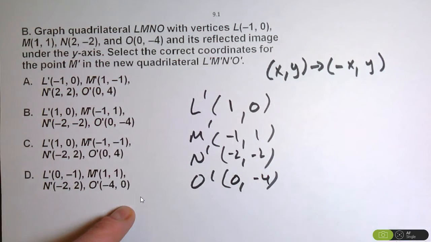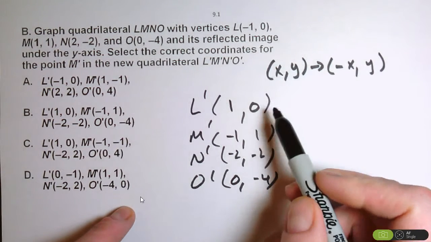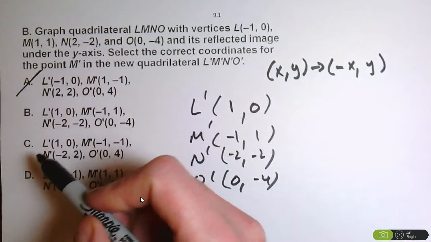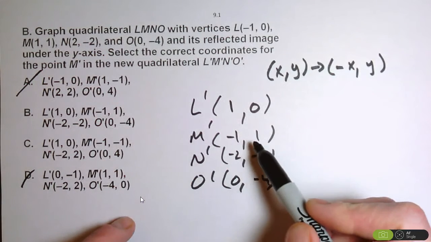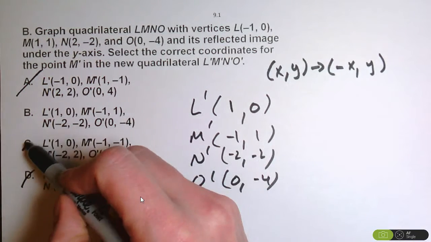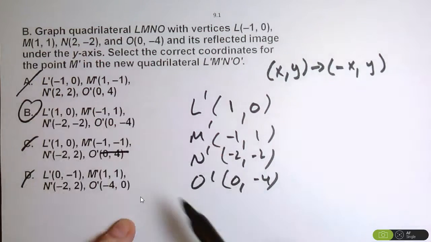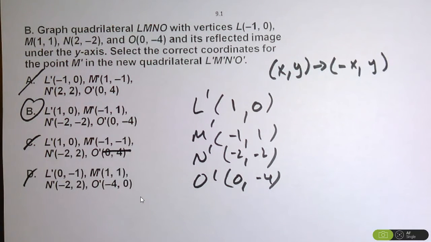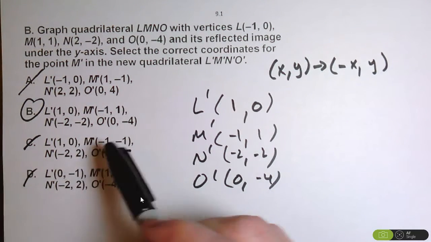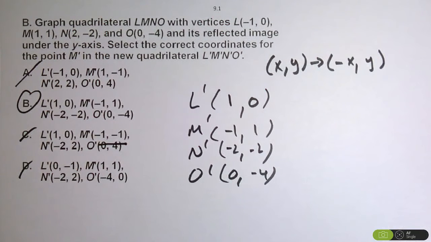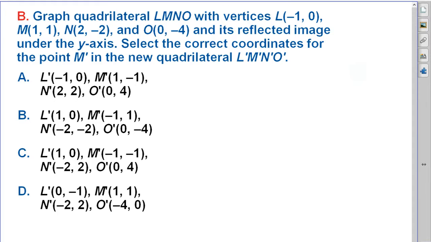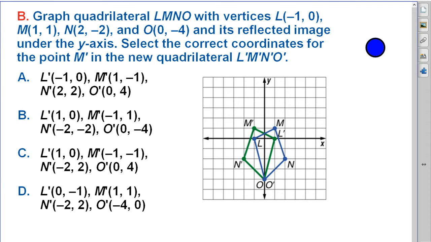Okay. So I'm looking for the one that has 1, 0, which leaves A out and D out. Negative 1, 1. That cancels out C because it's negative 1, negative 1, so it must have been point B. Okay. Which does match up for the rest of them. So let's take a look at what we have here in the drawing for that. Yep. There's B.